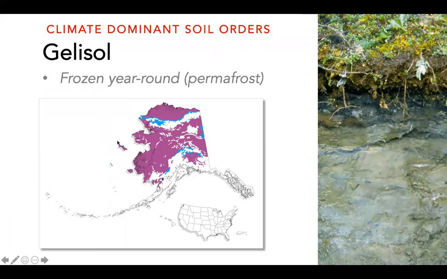You can see here that most of the gelisols in the United States are occurring up in Alaska, up here. You can see here in the picture that you do have some stuff accumulated up here, organic matter just kind of sitting there, but then down here, this is all just frozen year round. So that would be a gelisol.